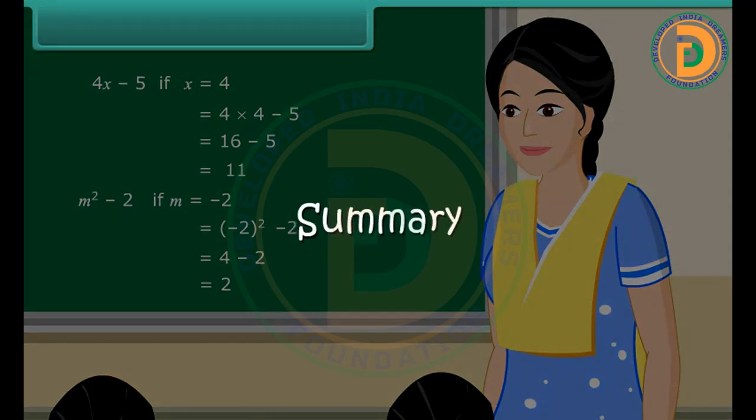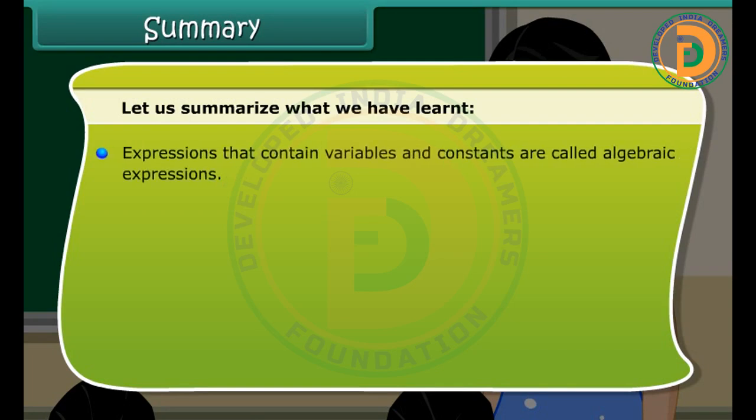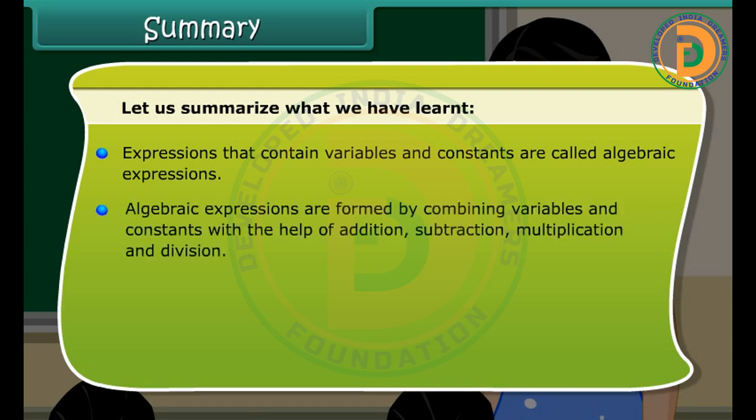Summary. Let us summarize what we have learned. Expressions that contain variables and constants are called algebraic expressions. Algebraic expressions are formed by combining variables and constants with the help of addition, subtraction, multiplication and division.